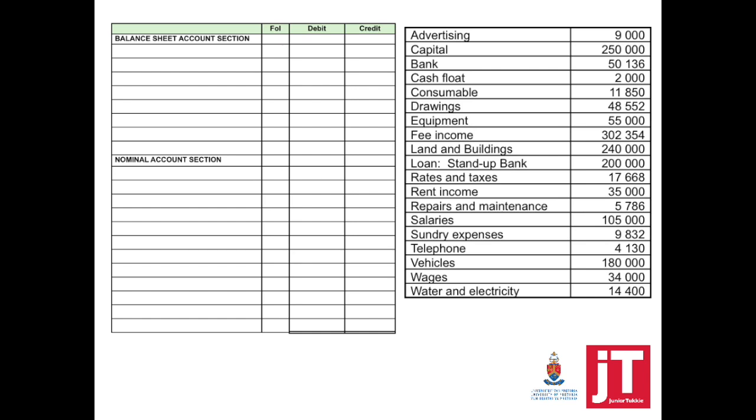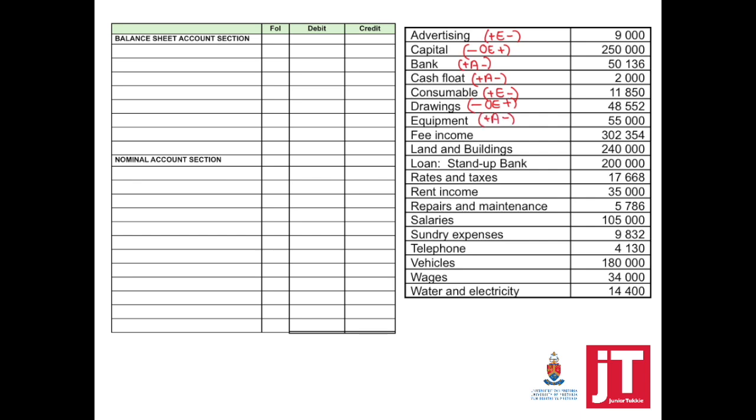So we start with advertising. This is regarded as an expense. Capital, direct owner's equity account. Bank, a current asset. They didn't say to you that it is an unfavorable bank balance or it has a credit balance. Therefore, you can assume correctly that it is a favorable bank balance. Cash float, current asset. Consumables, expense. Drawings, owner's equity, direct owner's equity account.